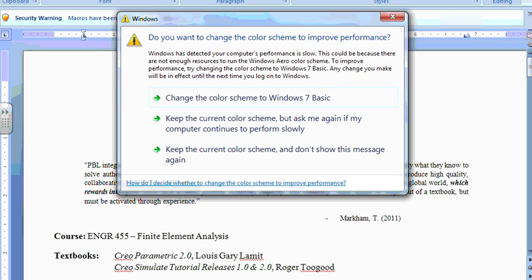There are 2 books that I would like you to get for the class. They're listed on the syllabus. The first one listed looks like this, with a CAD drawing of a sports car on the front. Creo Parametric 2.0 by Louis Gary Lamott. It's a reference book, but it also has a pretty complete tutorial inside. And so for getting everyone comfortable with Creo, you're just going to work through a lot of this tutorial.